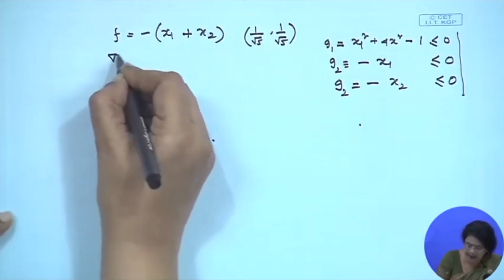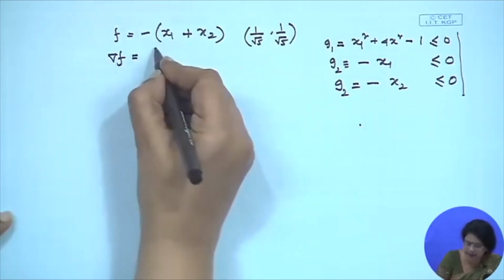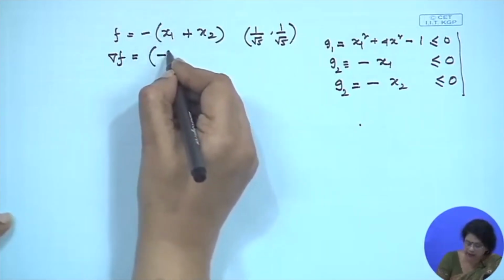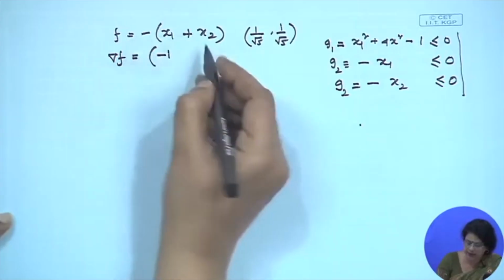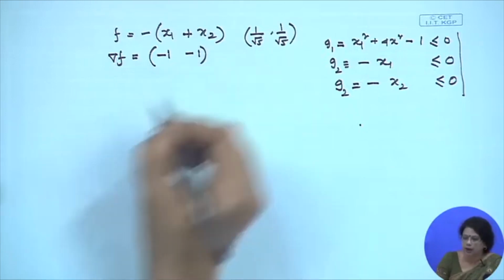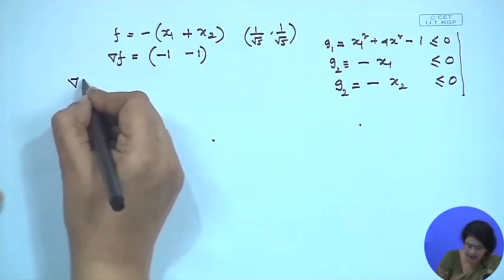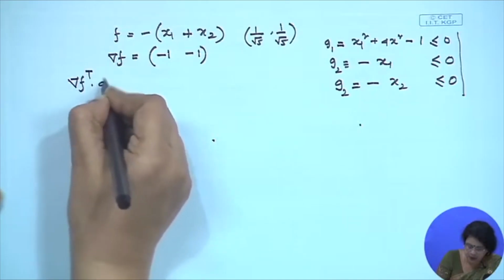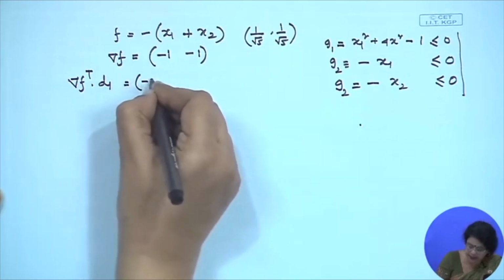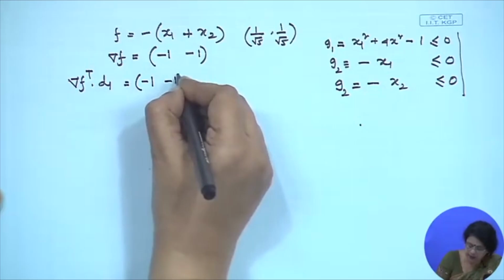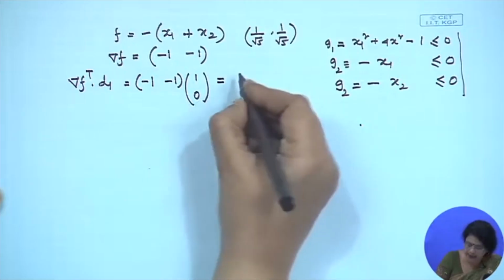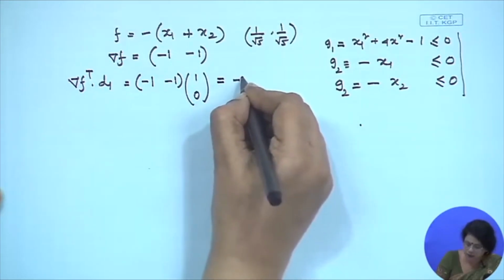If we consider the grad f value, certainly the grad f will come as here. If I differentiate partially with respect to x1, this is minus 1, and differentiating with respect to x2, this is minus 1. Okay. Now, if we consider grad f transpose dot d1, now my d1 direction is (1, 0), that is why it is (minus 1, minus 1) dot (1, 0), and this value is coming as minus 1.